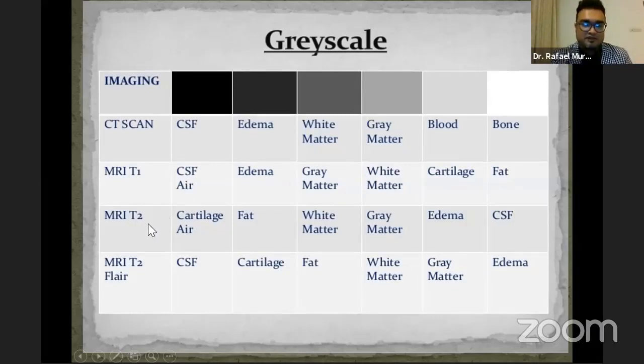And in case of T2, cartilage and air are hypointense, and fat is sometimes hypointense, but I think most of the time it is also hyperintense, in my personal experience. White matter is gray, gray matter is somewhat isointense, edema is hyperintense, and CSF is always hyperintense. And in MRI T2 FLAIR, we can see the suppressing of the water elements. CSF is hypointense, cartilage is nearby hyperintense, fat is isointense, and white matter, gray matter, and edema are somewhat isointense to hyperintense. Next slide, please.